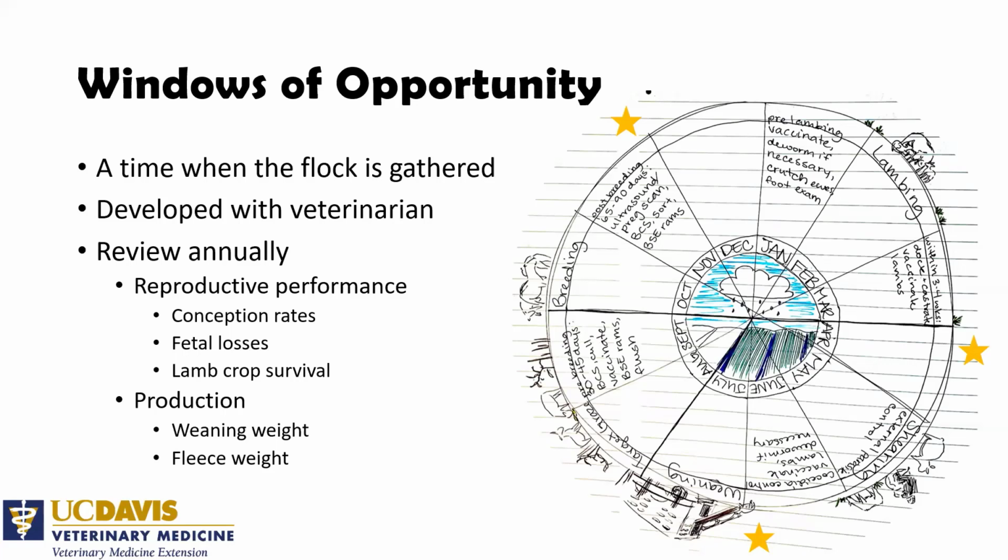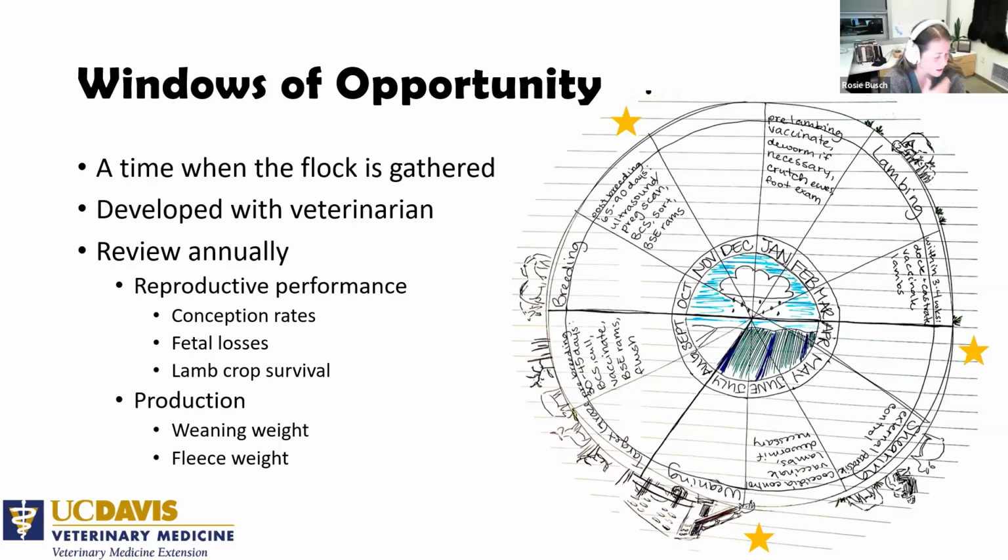Our weaning weights in our system, kind of our benchmark, is 60 pounds at 100 days. And then fleece weight is going to be really dependent on the kind of sheep that you have. We have a coarse wool sheep for the most part, with very little belly wool and very little leg wool. And so our fleece weights tend to be lighter than a Rambouillet or a merino that would have finer wool and denser wool.